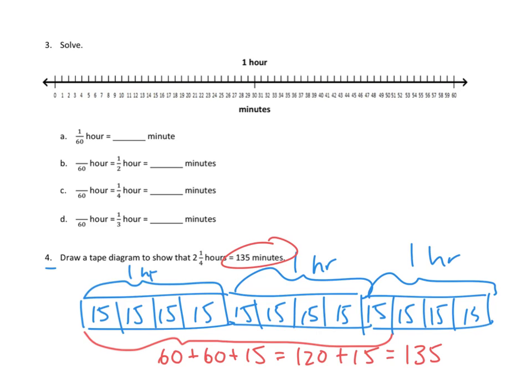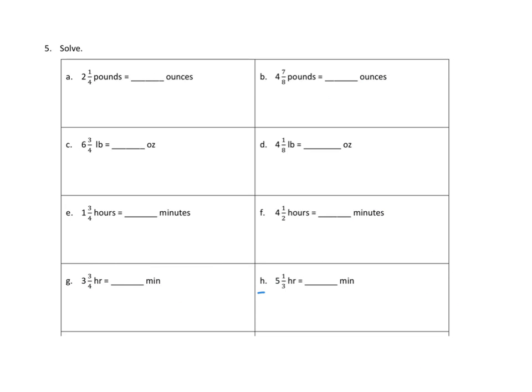Fantastic. Let's take a look at one more problem. Problem number 5, look at these complicated directions. Solve. Let's take a look all the way down at what they think is maybe the most difficult of those problems, and that is problem number H. 5 1/3 hours is how many minutes? So this is a classic number bond breakdown.